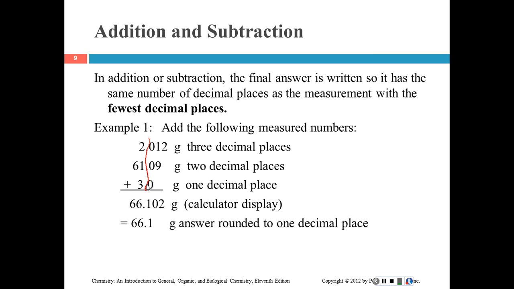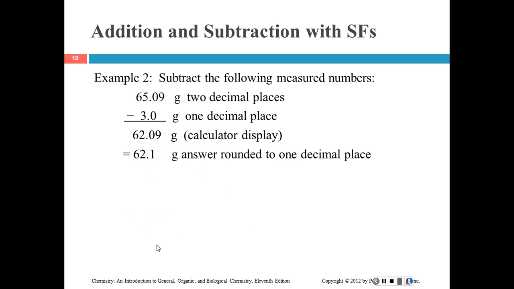Well, if you put it in the calculator or you do it by hand, what you're going to come up with is 66.102 grams, okay? And so you look back and you've got 3 decimal places, 2 decimal places, and 1 decimal place. So your answer can only have 1 decimal place. That's addition and subtraction. That's the rule for it. All right, subtracting 65.09, which has 2 decimal places, minus 3, which has 1 decimal place. Our answer will have 1 decimal place.